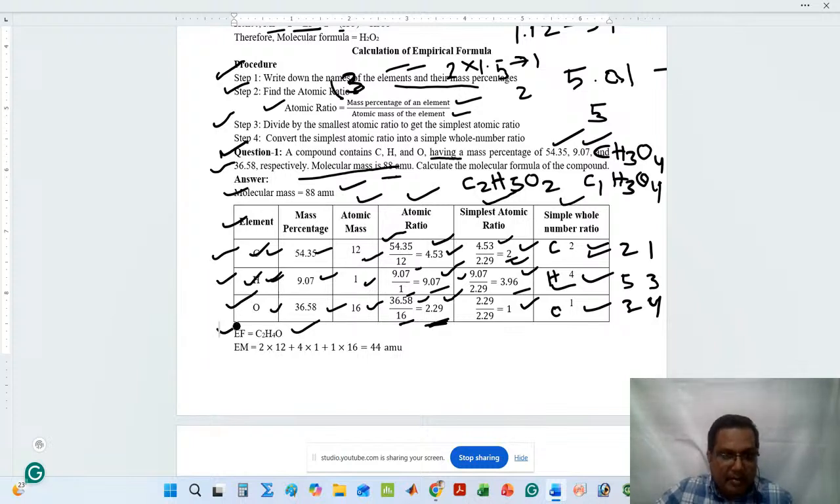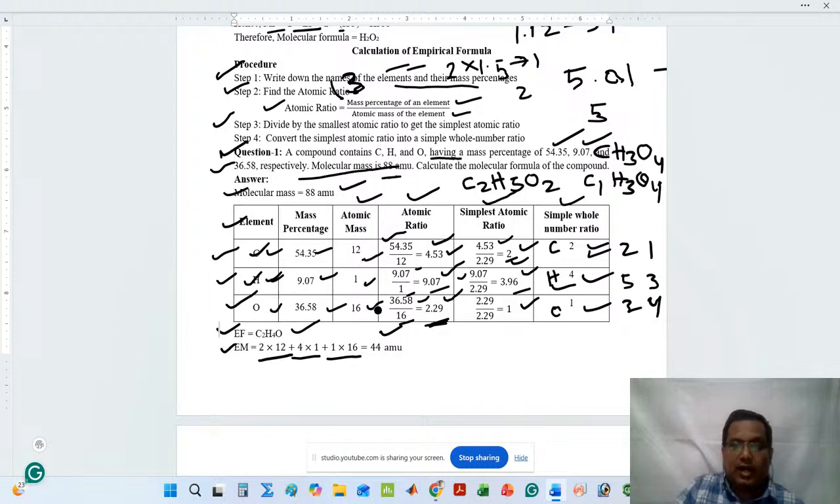After knowing the empirical formula, I can easily find the empirical mass. Look at that, 2 carbon atom is present, so here I can write 2 into 12. Since 4 hydrogen atom is present, so here I can write 4 into 1. Since 1 oxygen atom is present, so here I can write 1 into 16. After addition, you can find 44 amu.